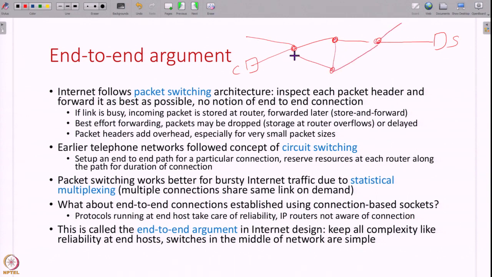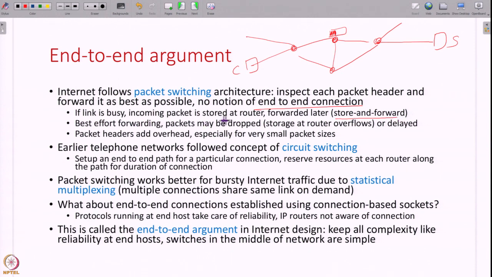So, there is no notion of an end-to-end connection on the internet today. Every packet has header information that says where it is coming from and where it should go to, and every router will look at each packet independently and forward it as best as it can. Sometimes if a router is busy when a packet comes in, it may not be able to immediately send the packet, so it might store the packet. That is why these routers are also called store and forward switches.